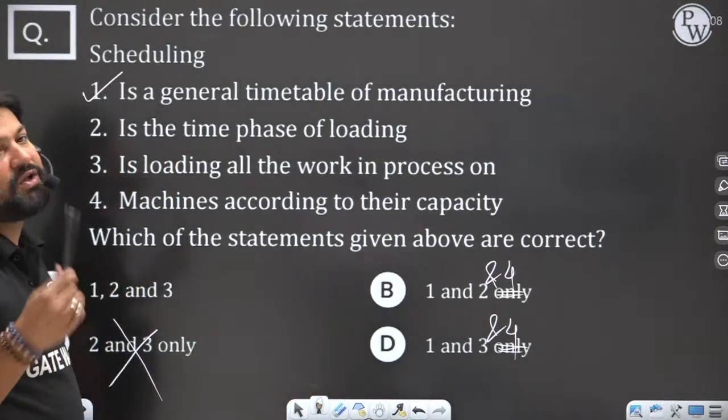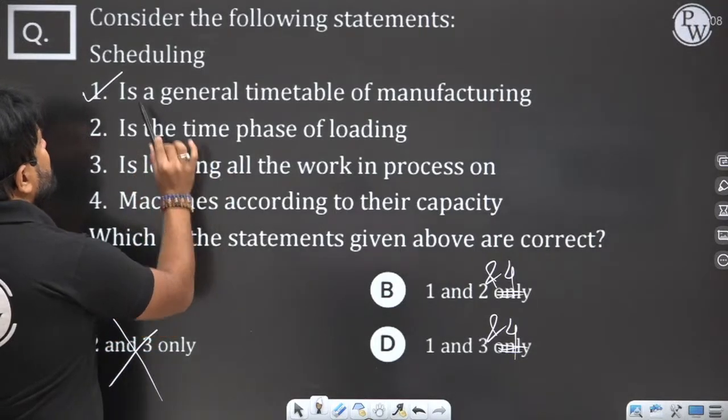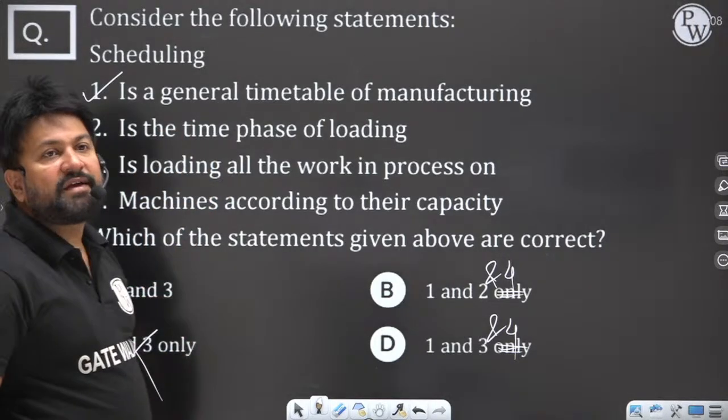Now I have to check all the statements. Now, scheduling is what? Is the time phase of loading? Yes.